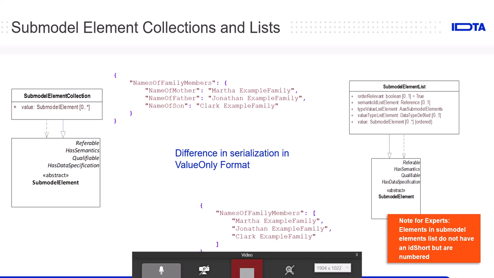It's the same for the type of the elements. So typically in a list, all the elements have the same type, whereas in a collection you could have completely different types of elements. You could have collections, operations, ranges, whatever you want. So this is important to understand.